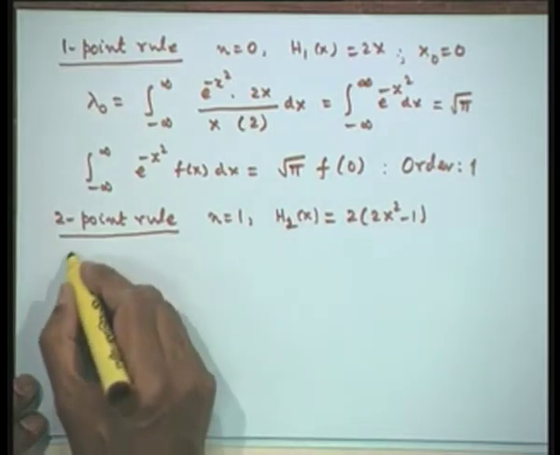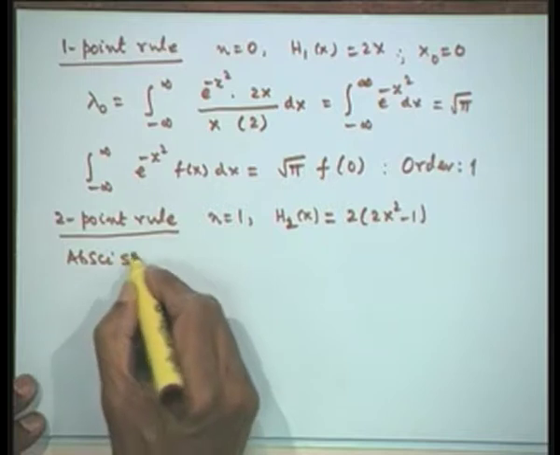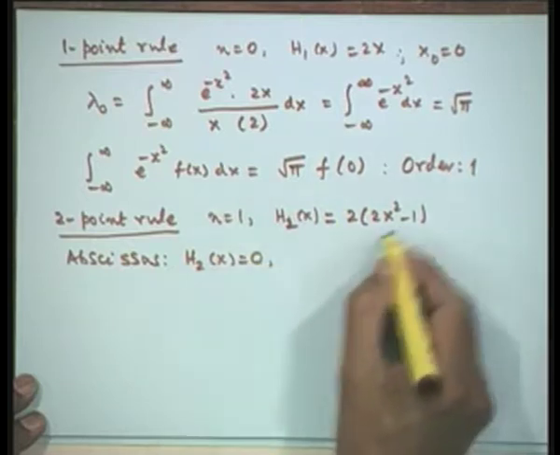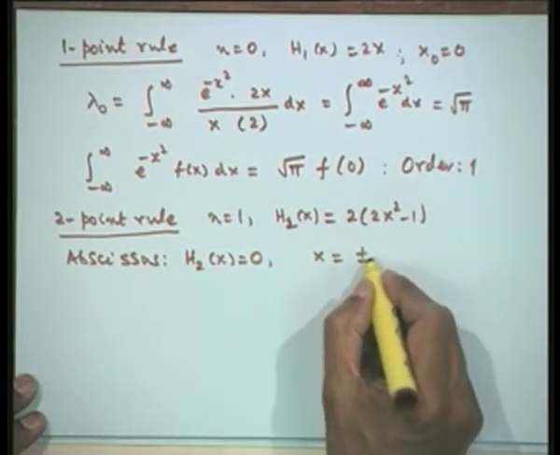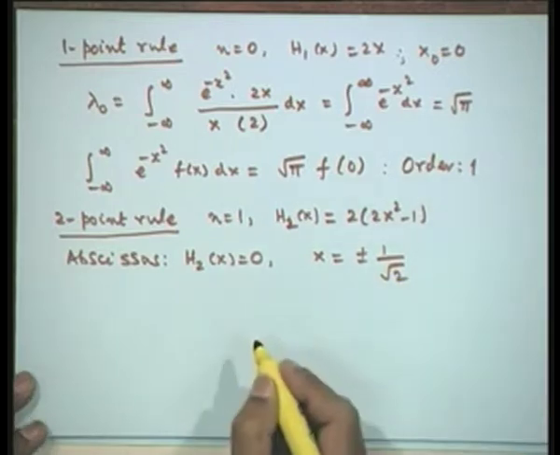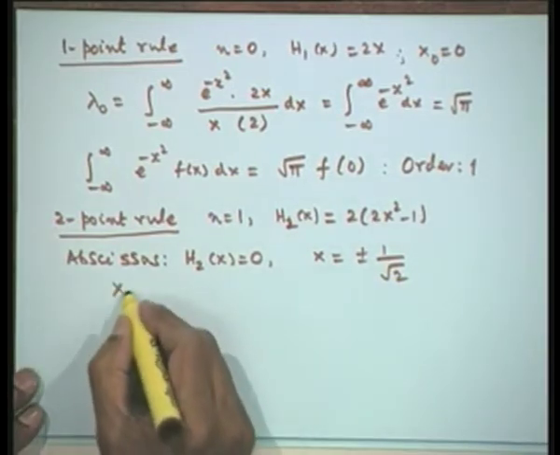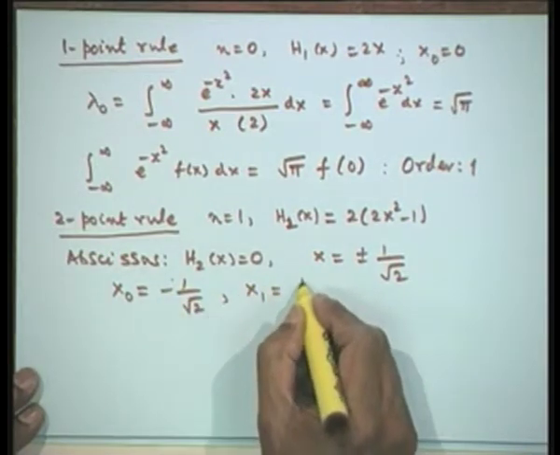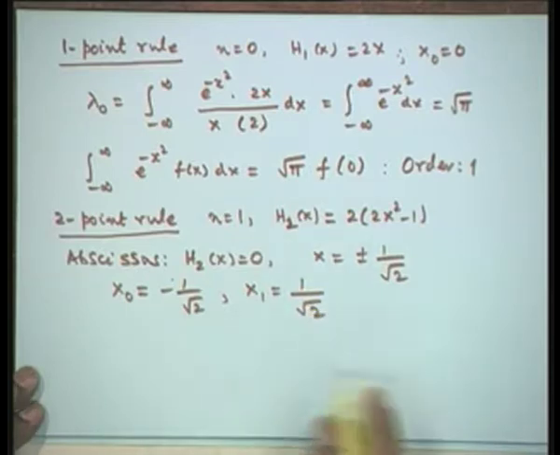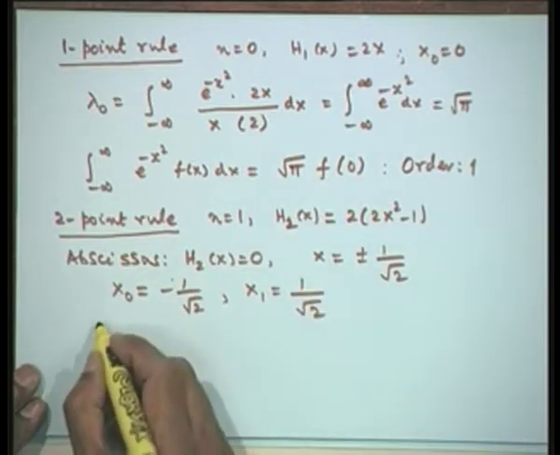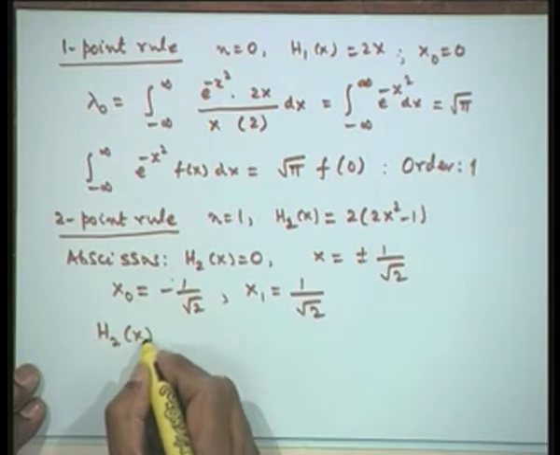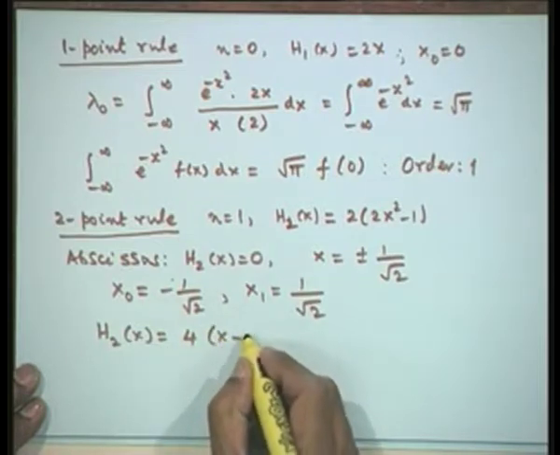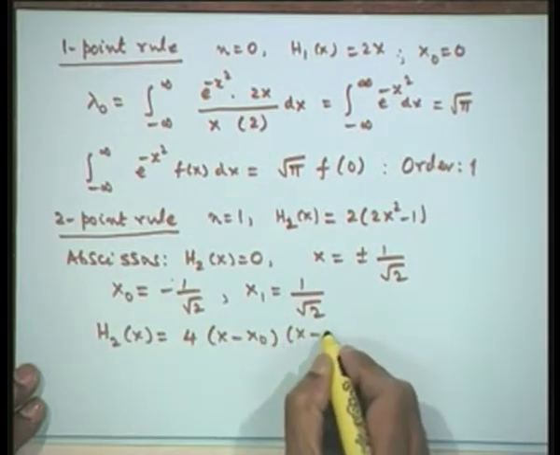Therefore, let us write down the abscissas by putting h2(x) equal to 0, we get x is equal to plus minus 1 upon root 2. Therefore, I can take x naught is equal to minus 1 upon root 2 and x 1 is 1 upon root 2. Then as we have done in the previous cases, let us write the leading coefficient as 1. So, let us take 4 outside, so that I can write this as x minus x naught, x minus x 1.